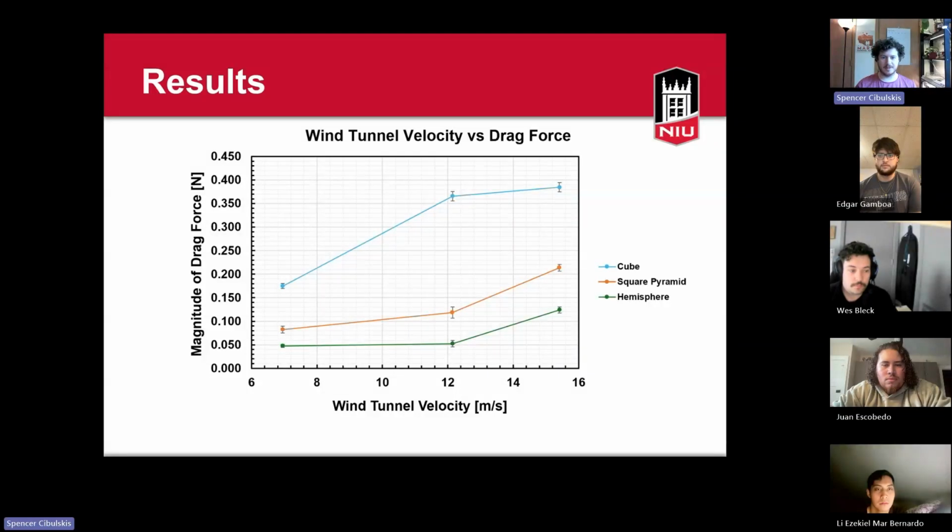After we did the regression on the wind tunnel velocity to get down exactly what velocity we were using, we were able to plot the true mean velocity versus the magnitude of drag force for each object. And as you can see, the square pyramid and the hemisphere follow a very rough, increasing trend, which would be characteristic of what drag force should do. But the cube had some higher uncertainty in it and is not following the exact cubic trend or square trend of what drag force would be. But that's probably due to the high uncertainty in our data.